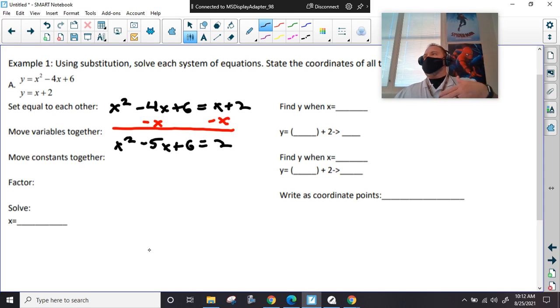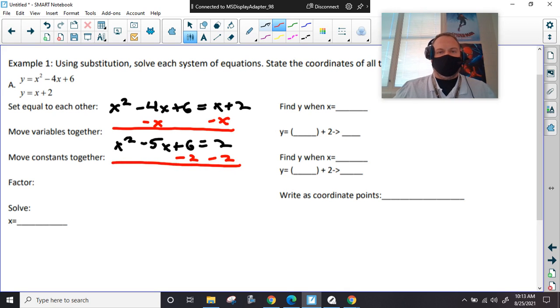All right. Now we want to move our constants together. And I think in other times I've moved both the constants and the variables together. When I do that, I lose some students. So, nobody likes lost sheep. So we're going to be right here. All right. So I have x squared minus 5x plus 4 equals 0.